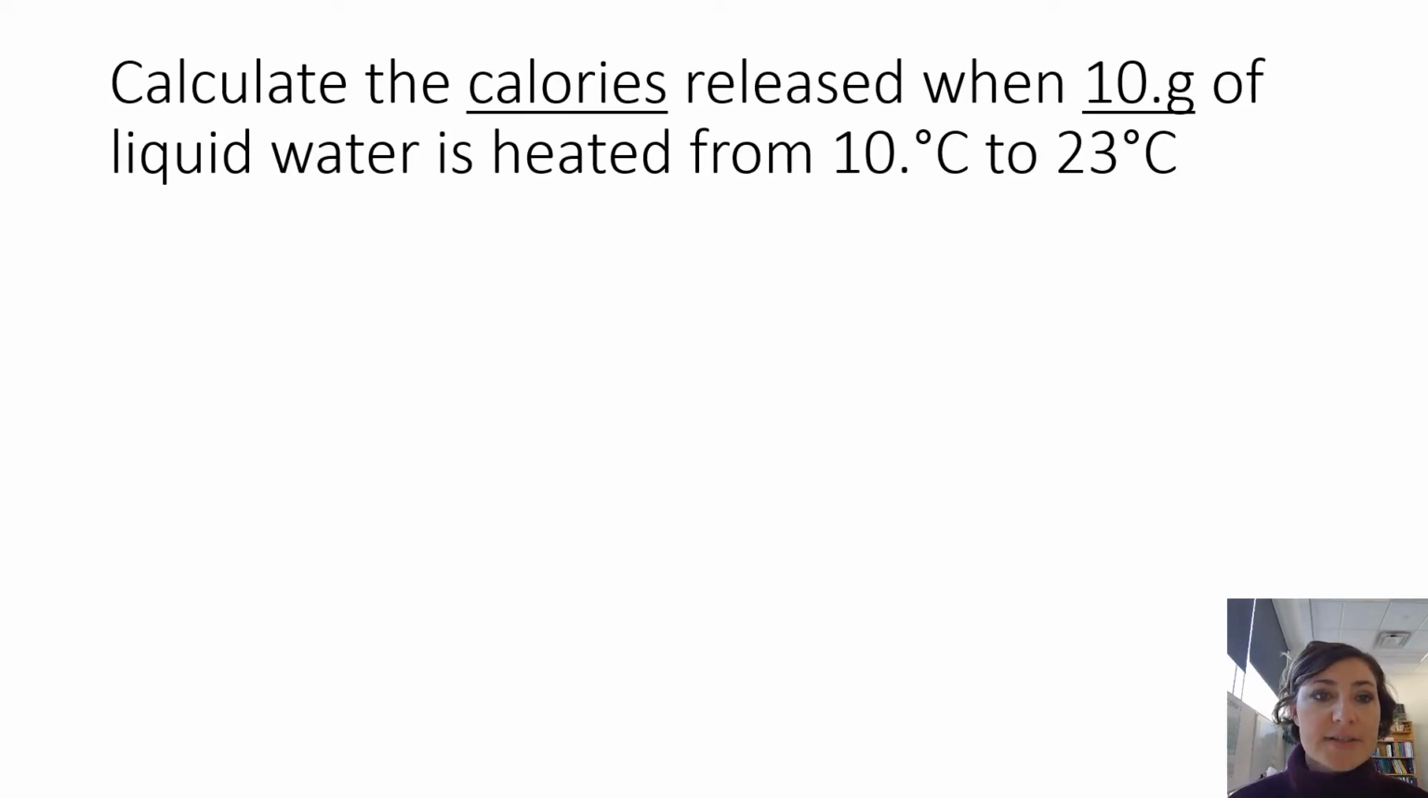All right, so our first sample problem asks us to calculate the calories. So this is what we're trying to find, released when 10 grams, that looks like a mass to me, of liquid water is heated from 10 degrees Celsius to 23 degrees Celsius. So this looks like my delta T right here. All right, so because I have two temperatures, I know that I'm going to have a change in temperature, and this is going to be an MCAT equation.